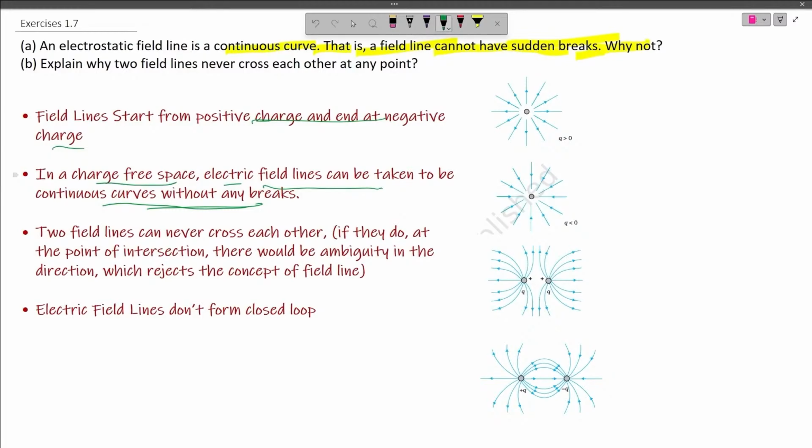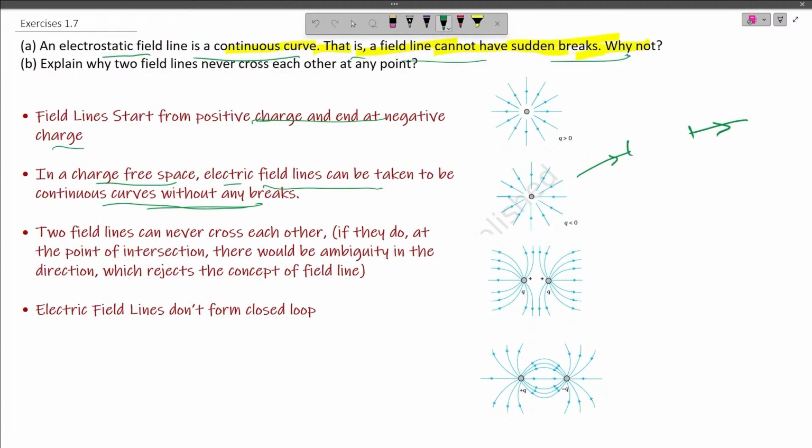Now, the question asked that an electrostatic field line is a continuous curve, that is, the field lines cannot have certain breaks. Why not? This continuity arises because the electric field is a vector field with a defined magnitude and direction at every point in space. That is, there is no space where we can assume there was a field line, then a gap, and the field line continuing like that.